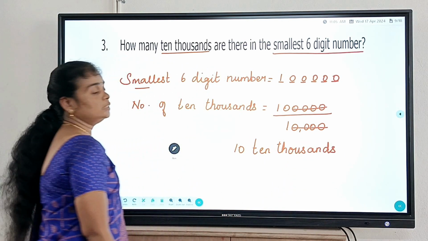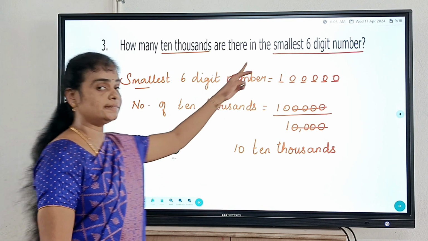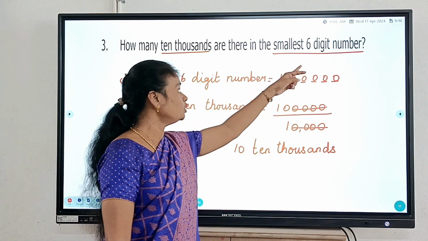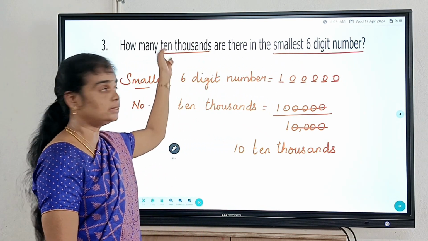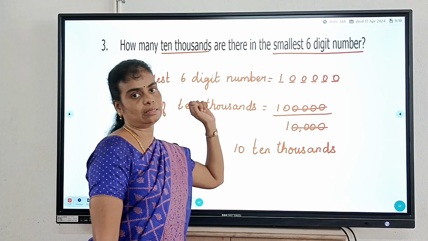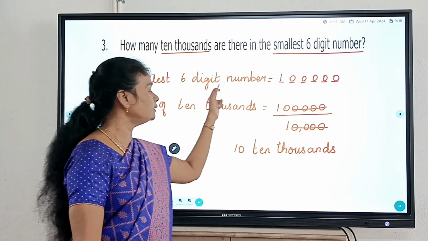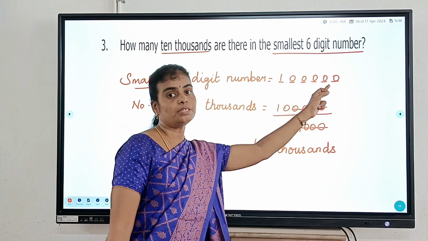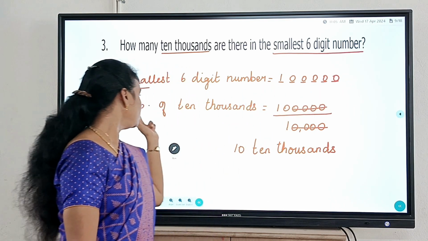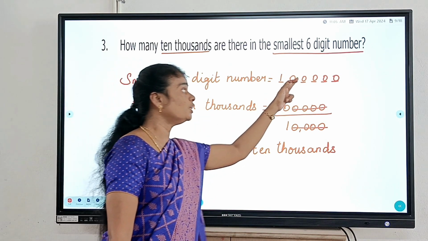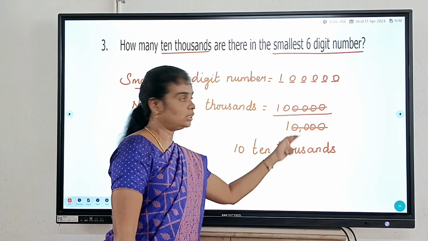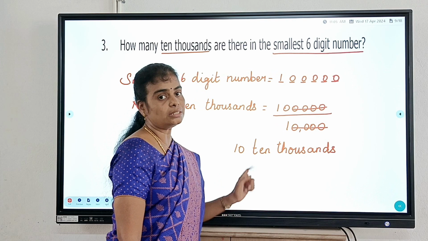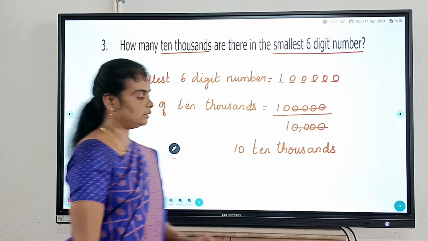So the question is you have to find out the smallest 6-digit number and also find out how many 10,000s are there in the smallest 6-digit number. So the smallest 6-digit number should be filled with 1 in the first place and all the rest should be written as 0. And in order to find the number of 10,000s, you are dividing this number by 10,000 and you get the final answer.